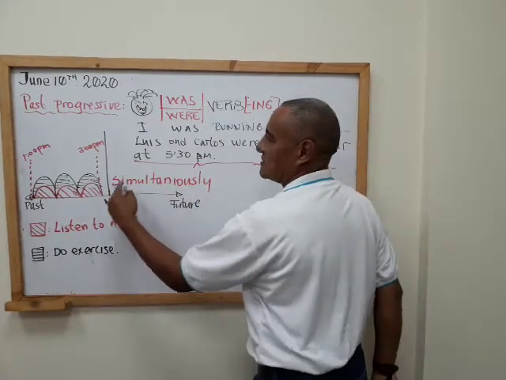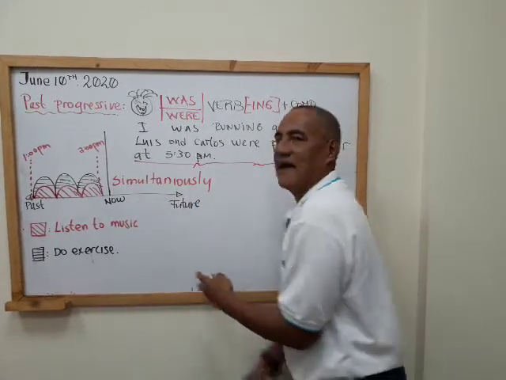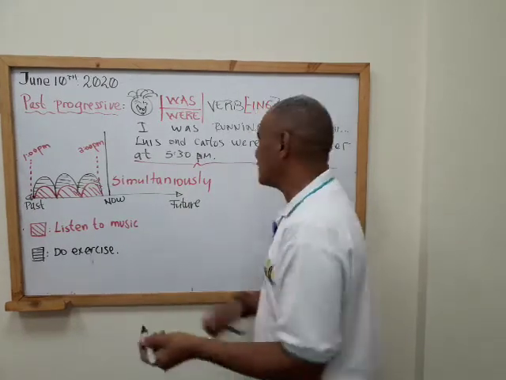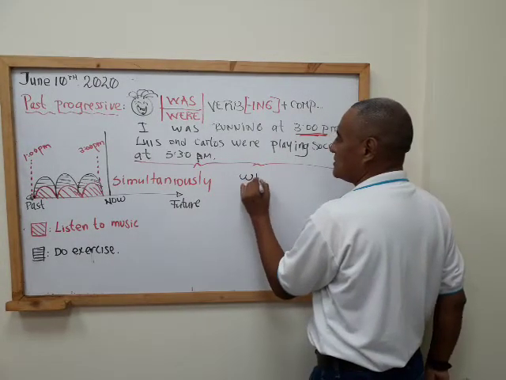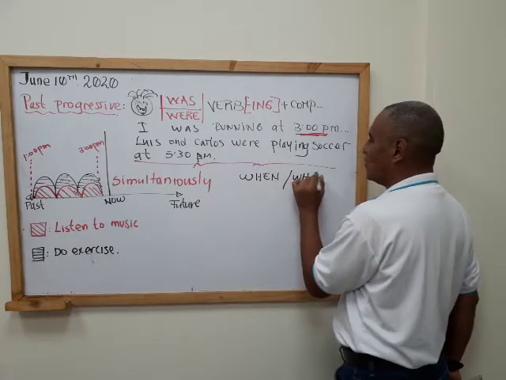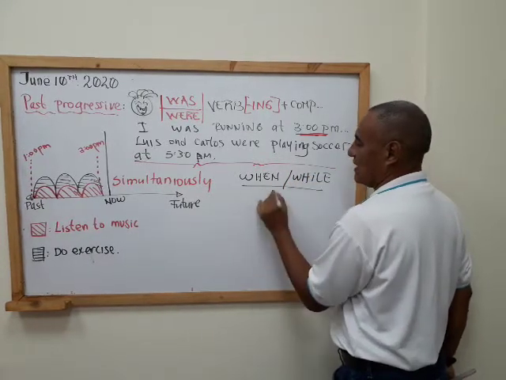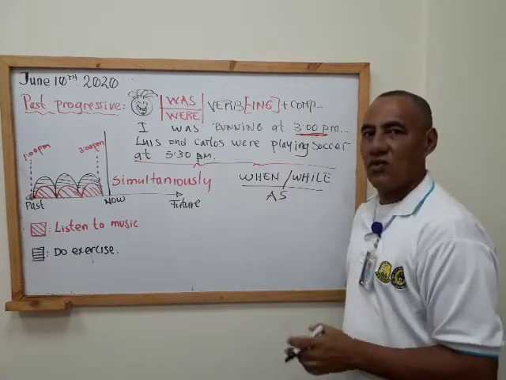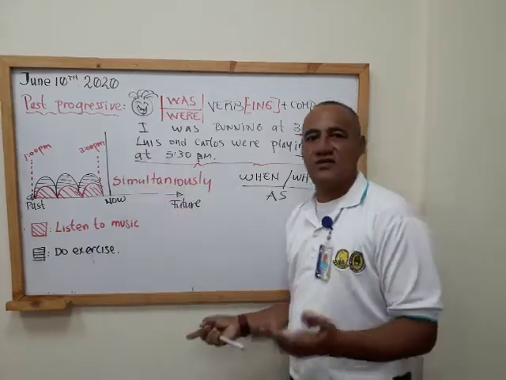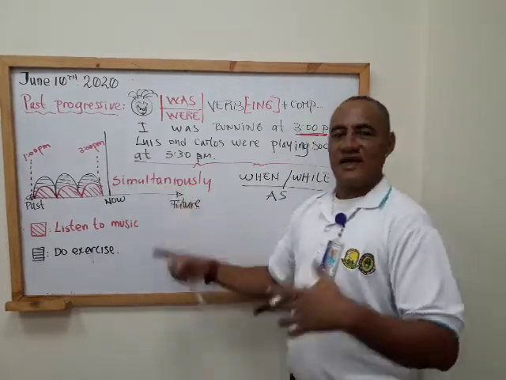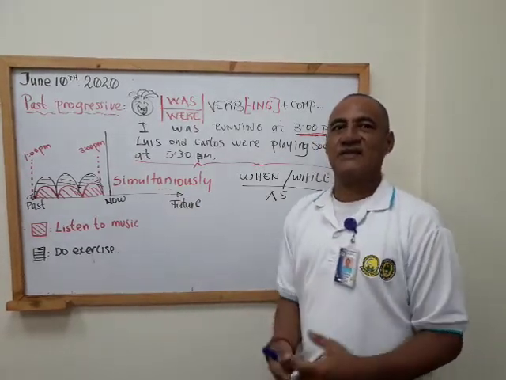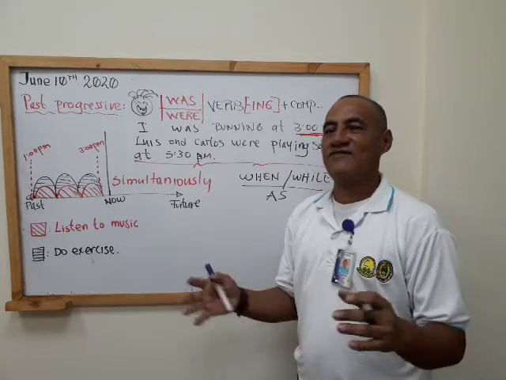They happen simultaneously. Then I am going to put them together. If I am going to put them together, I need this connector. When, cuando, while, mientras, or I can use as, cuando. The past progressive is used to describe two actions in the past that happen simultaneously, when they haven't finished.